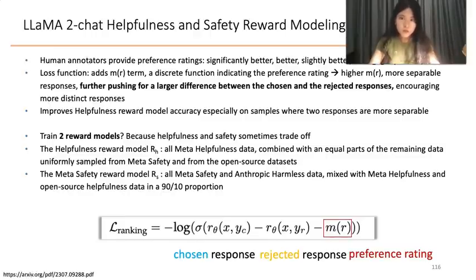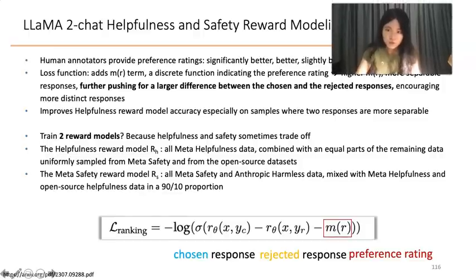So alongside the comparison for the given pairs, the human annotators are also asked to give preference ratings, like whether response J is significantly better than response K, or better, or slightly better, or negligibly better, or unsure. And we train two reward models because helpfulness and safety sometimes trade off. So let's say we have a helpfulness reward model, RH, and a safety reward model, RS.